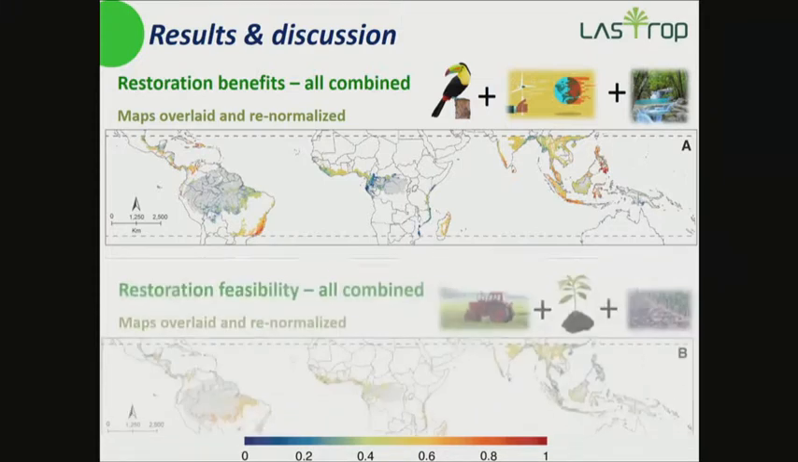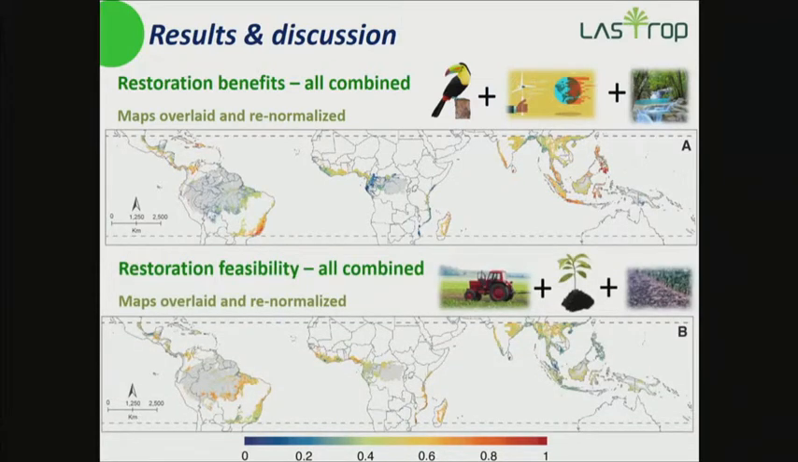benefits. And then we did the same for restoration feasibility. We overlaid the 3 layers on restoration feasibility, we renormalized them again, and we got a final map of restoration feasibility globally. And what I would like to highlight here, and will comment on later, is that the areas with higher potential benefits for restoration are not necessarily the areas where feasibility is higher. So we may have an emergent trade-off between maximized benefits and feasibility.